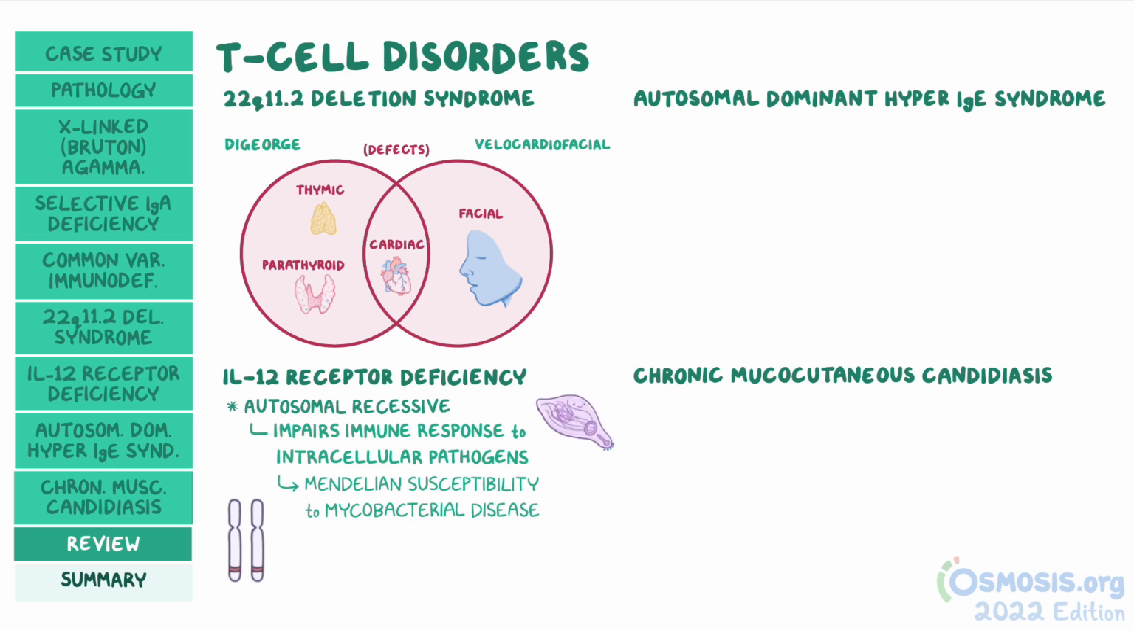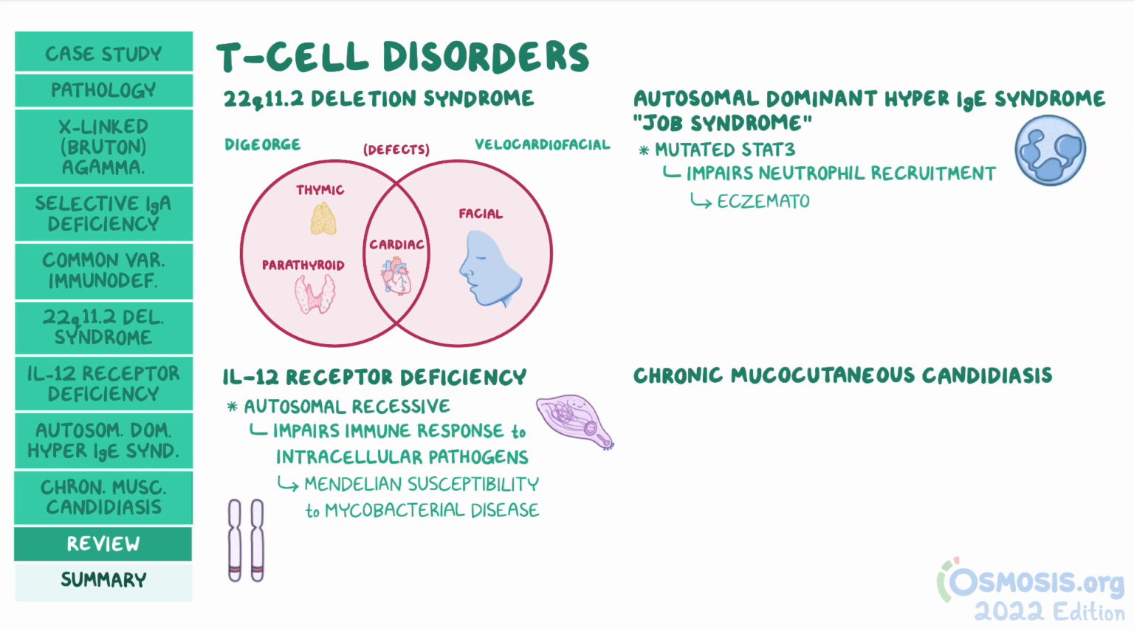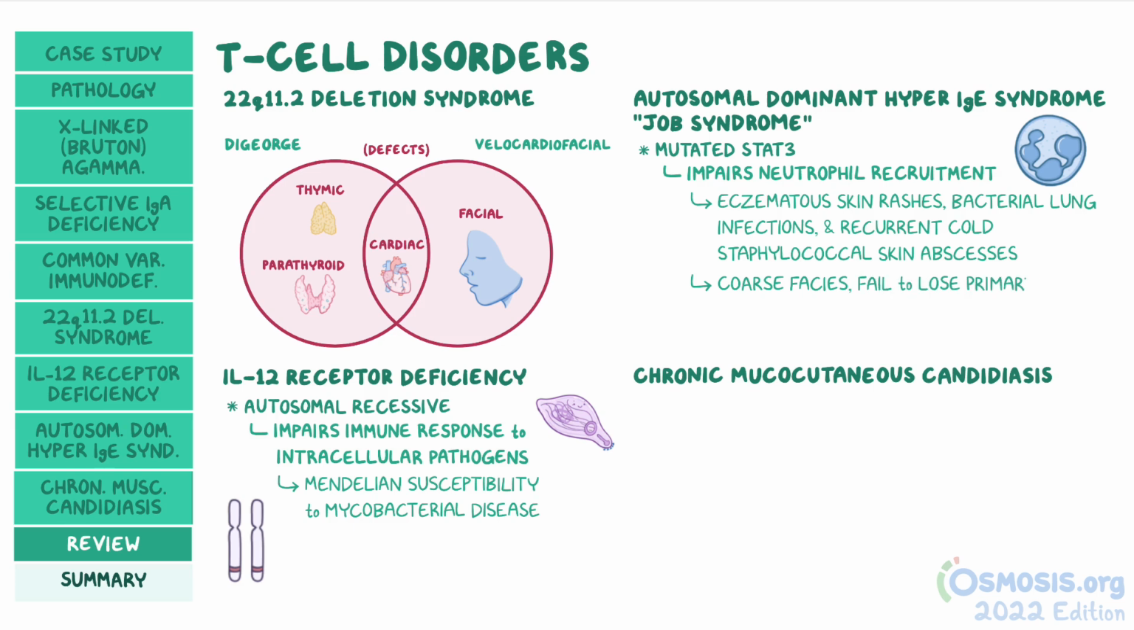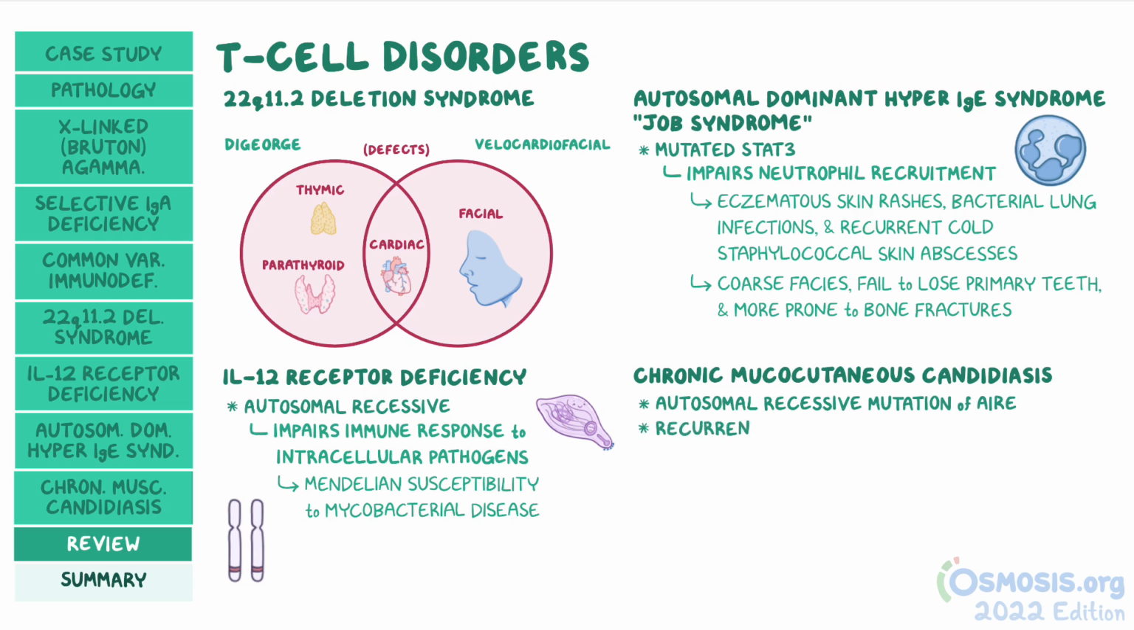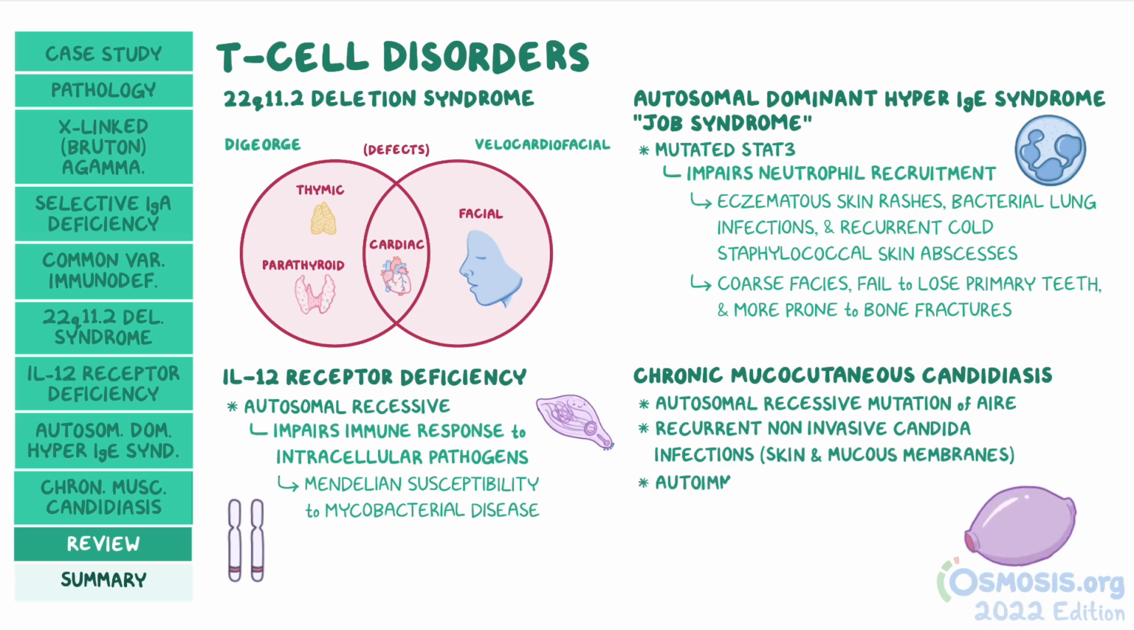Autosomal dominant hyper-IgE syndrome, or Job syndrome, is due to a mutated STAT3, which impairs neutrophil recruitment and mainly presents as eczematous skin rashes, bacterial lung infections, and recurrent cold staphylococcal skin abscesses. Individuals have characteristic coarse facies, fail to lose their primary teeth, and are more prone to bone fractures due to osteopenia. Finally, chronic mucocutaneous candidiasis is most often caused by an autosomal recessive mutation of AIRE, leading to recurrent, non-invasive Candida infections involving the skin and mucous membranes, as well as autoimmune manifestations.